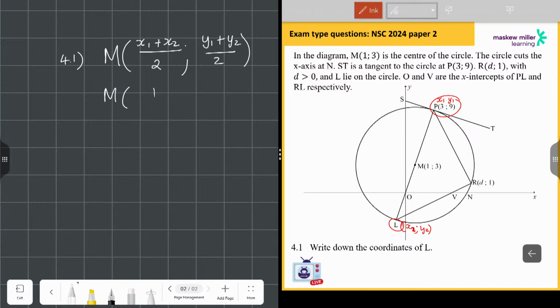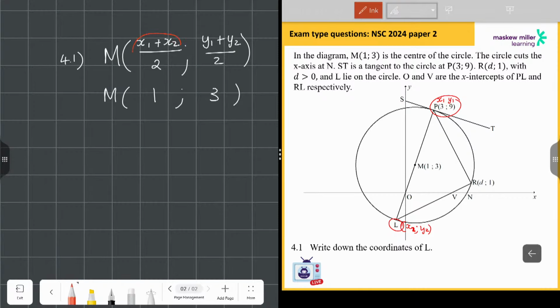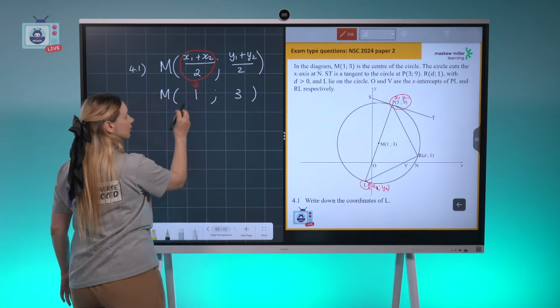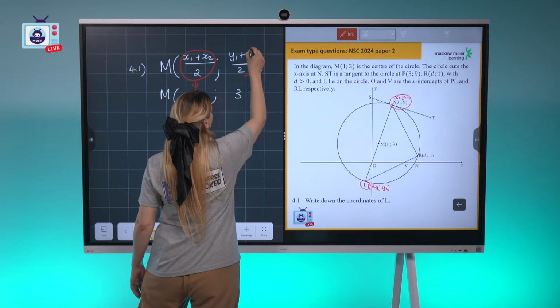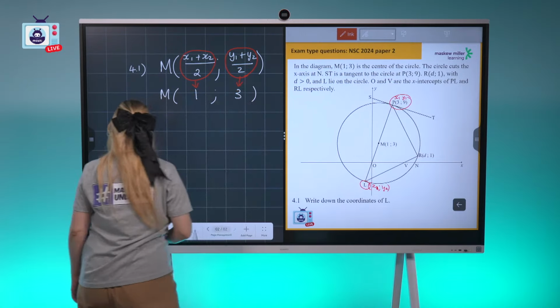Now we already know our midpoint, and it is also labeled M, which is nice for us. M is (1; 3), right? Which means that this is equal to 1. This over here, the two y coordinates of the endpoints divided by 2, must give us 3.